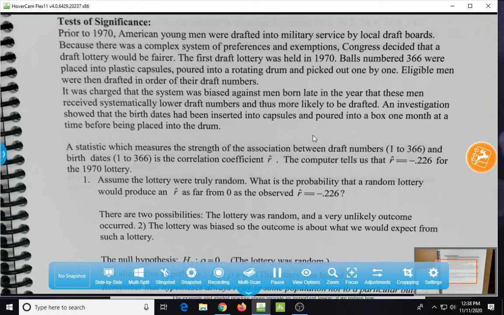Well, they looked at the correlation between these two. And it turned out the correlation coefficient was negative 0.226 between your birthday and the ball number when it was drawn. So when your birthday was drawn at a lower number, you were likely to be drafted. If you got a high number, then you were not likely to be drafted. So this was kind of a big deal because people's lives were on the line.